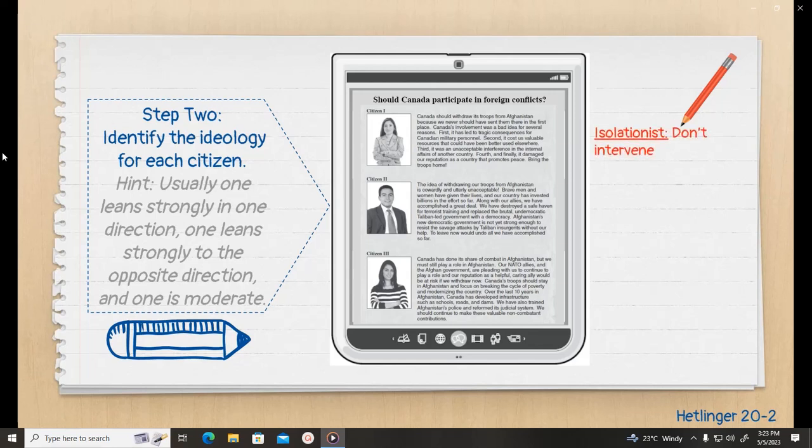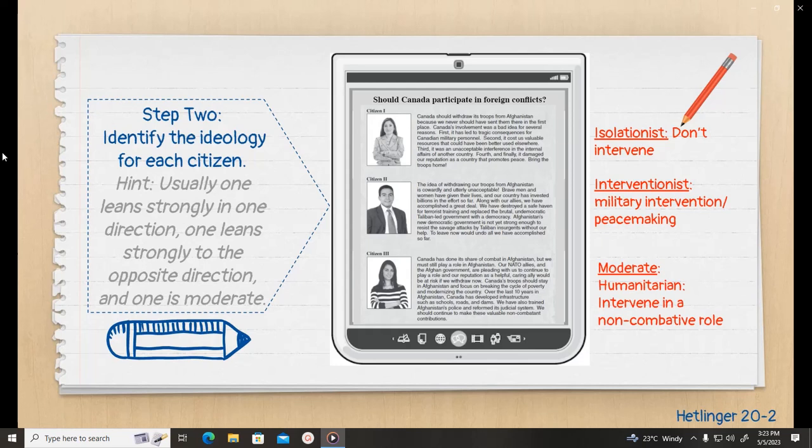For example, Citizen 1 is an isolationist. The topic is, should Canada participate in foreign conflicts? And she says that Canada shouldn't intervene. The second citizen is an interventionist. But more specifically, he believes in military intervention and peacemaking. He says we need to impose a military in countries in order to have a strong presence.